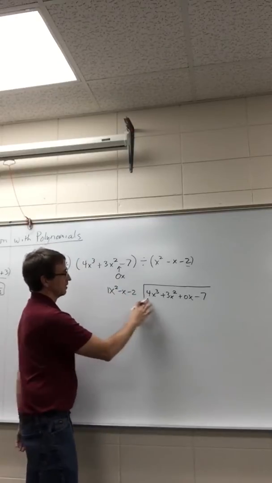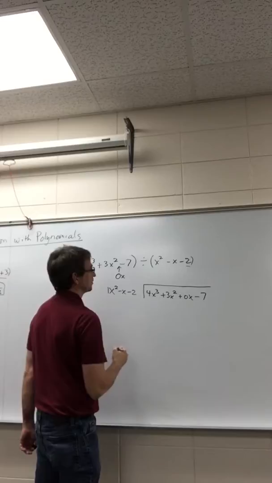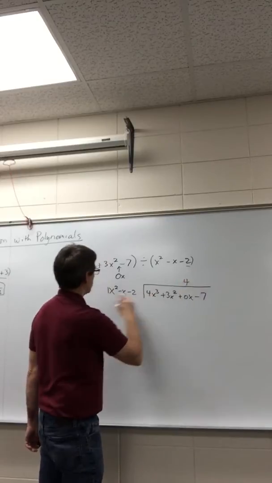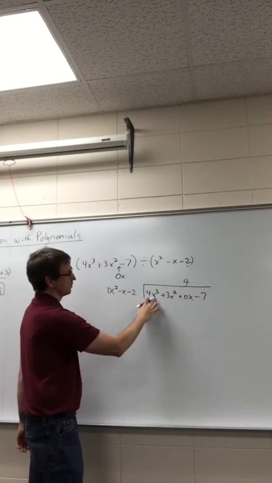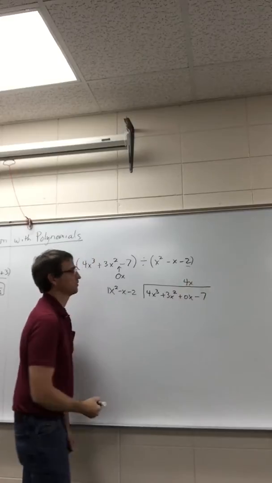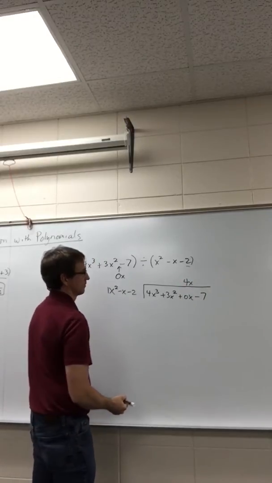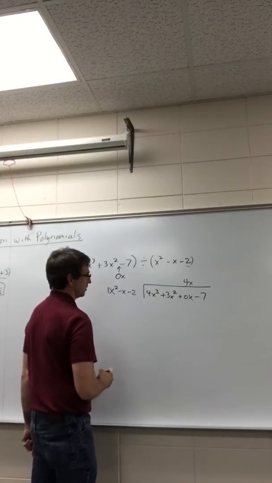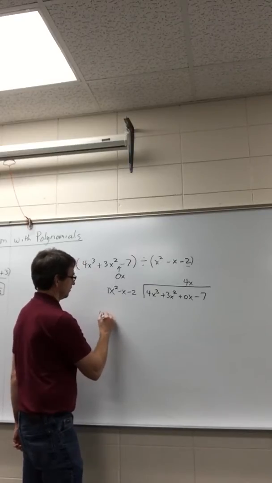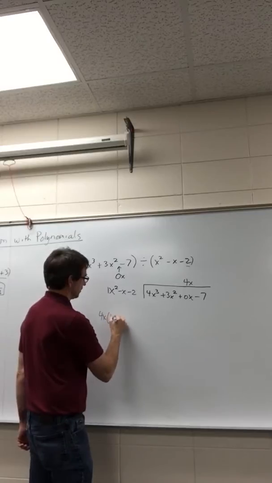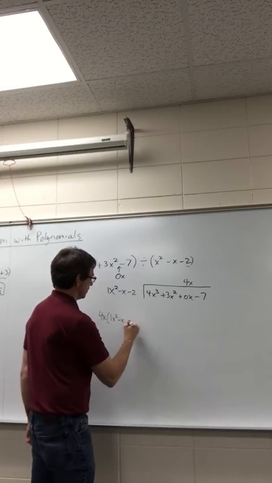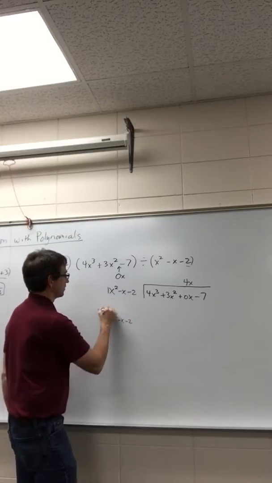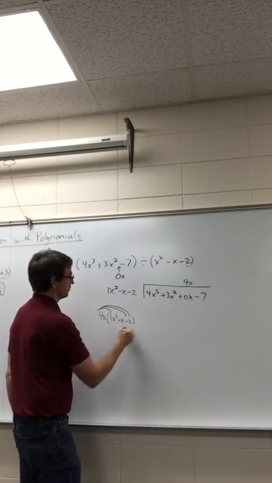I have a 1 here, I need to get a 4, so I have to multiply by 4. And I have 2 x's, I need 3, so I'm missing 1 x. So I need to have an x here. And now I'm going to go through and do my multiplication. So I have to take 4x times x squared minus x minus 2, and I distribute the 4x to all of these.